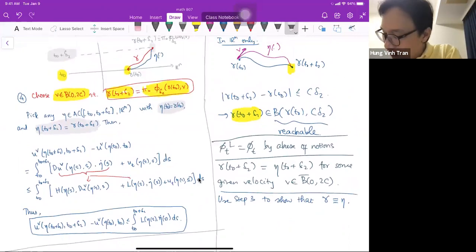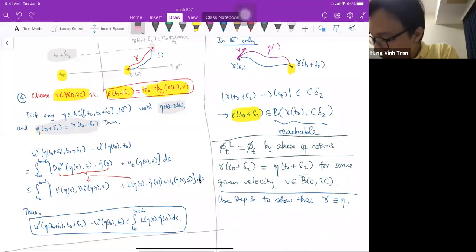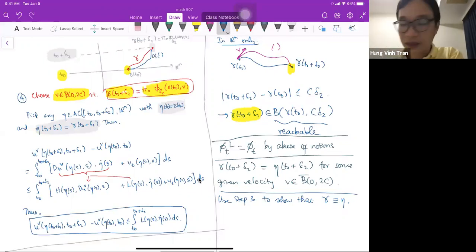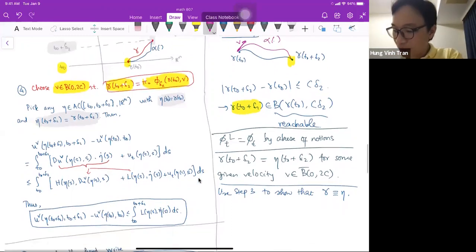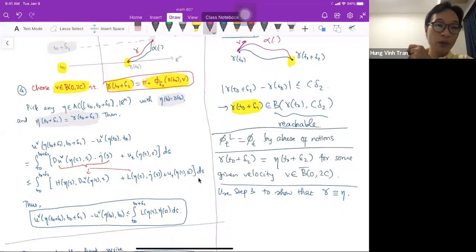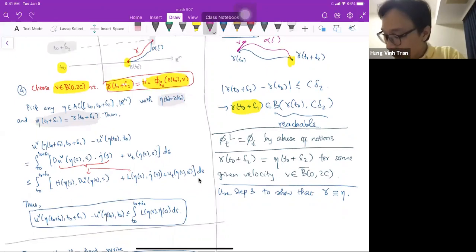Yeah, my notation isn't great here. I'm sorry. Let me change the eta to be alpha so that I'm not confusing you guys. So alpha is the curve that I'm able to use to connect the two, because I'm using eta as a generic curve having the same two endpoints.